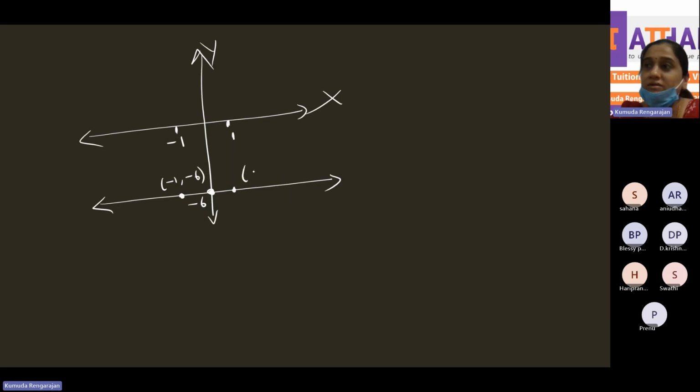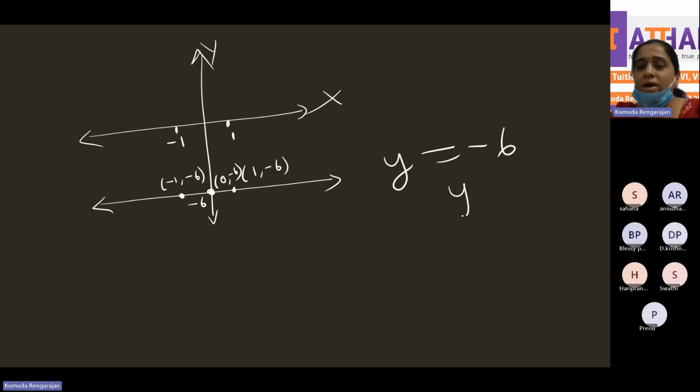What will be the address of this point? 1, minus 6. What's the address of this point? 0, minus 6. What is constant? Minus 6. And that is the x coordinate or the y coordinate? So that means y is equal to minus 6. The y coordinate is always minus 6. So that means y plus 6 is equal to 0 is the equation. Correct?